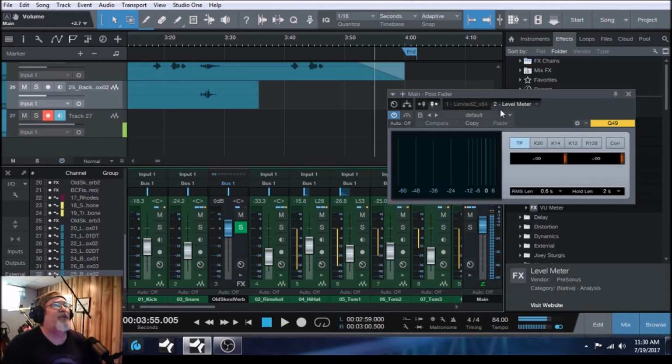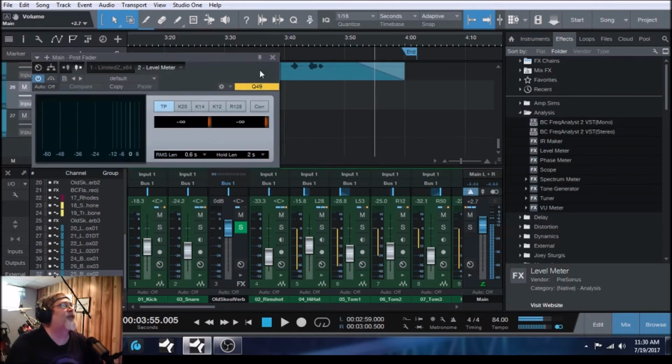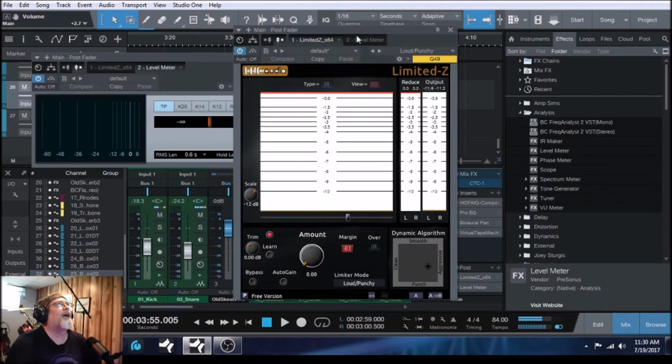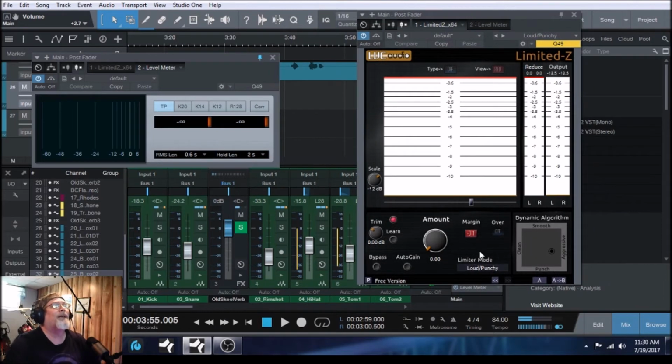Okay, I'm sure you can see that pretty clearly. What I've got going on here is I have, let me bring this over here and pin this so I can open up multiple plugins. I got my limiter here. I have it set really at 0 dB. It's a brick wall limiter. That's probably not a good idea to do.